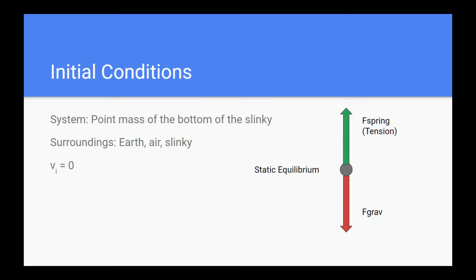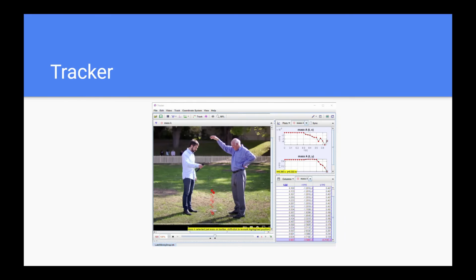Initial conditions. The system is a point mass at the bottom of the Slinky. Its surroundings are the earth, the air, and the rest of the Slinky. The initial velocity is 0, and here's a free body diagram of the bottom of the Slinky at static equilibrium. Here's the tracker video.